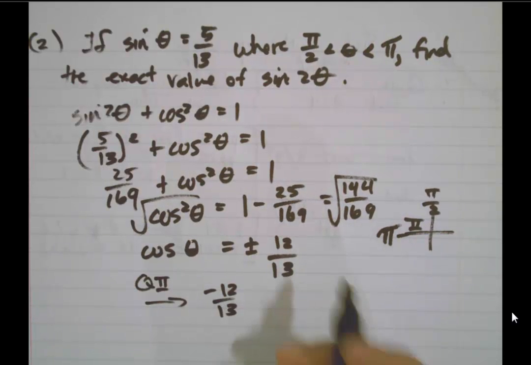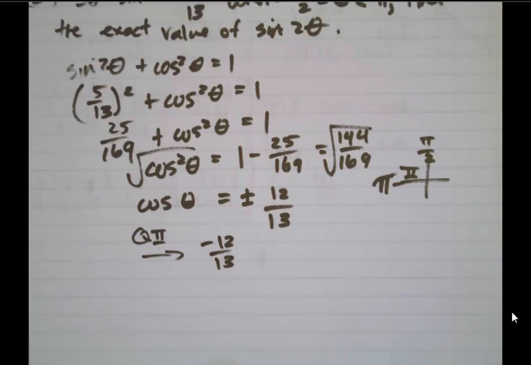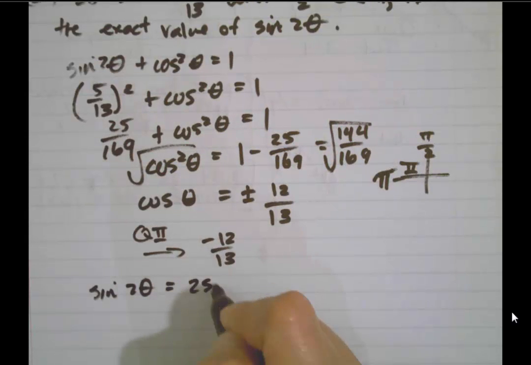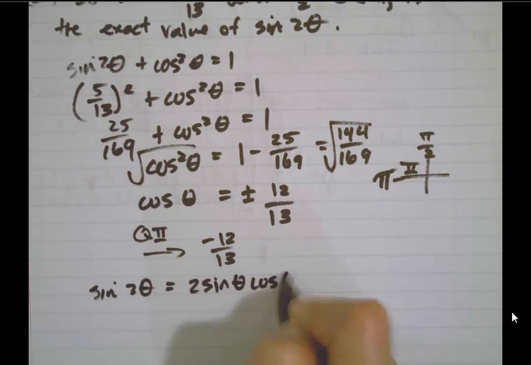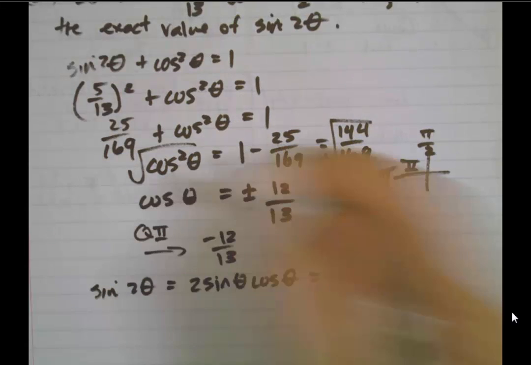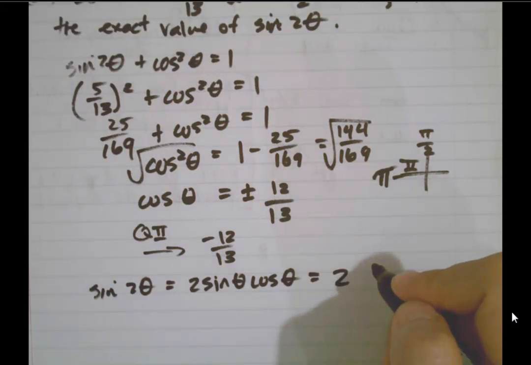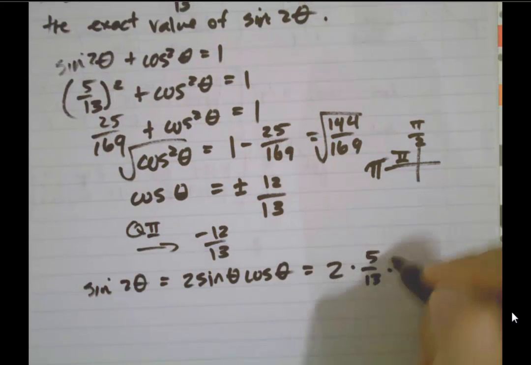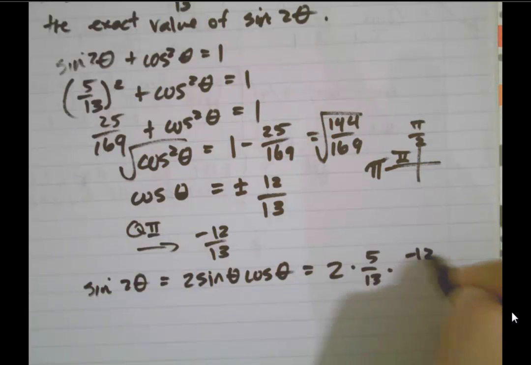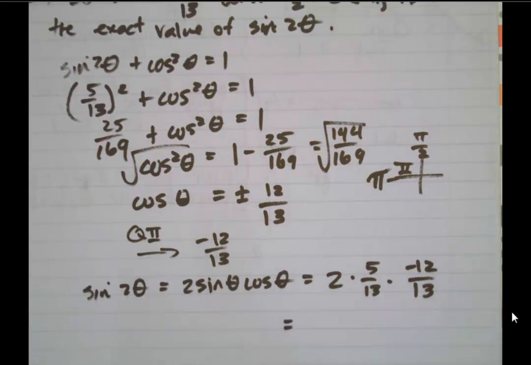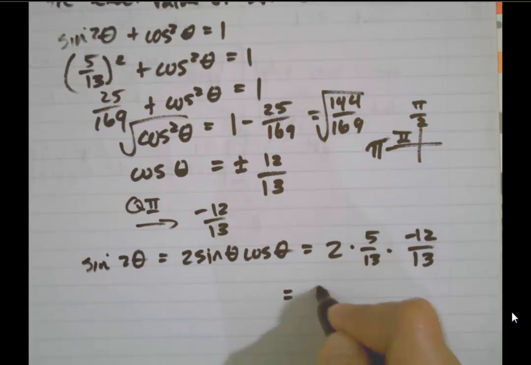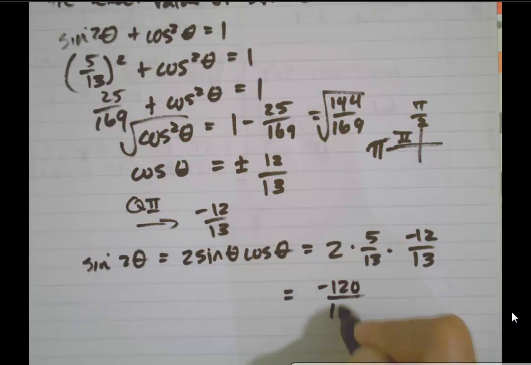So now what we're going to do is substitute in to the double angle formula. So we have sine of 2 theta equals 2 sine theta cosine theta. Sine theta was equal to 5/13. Cosine theta was negative 12 over 13. And if we multiply through, we get negative 120 over 169.